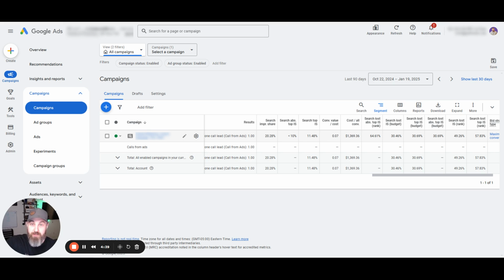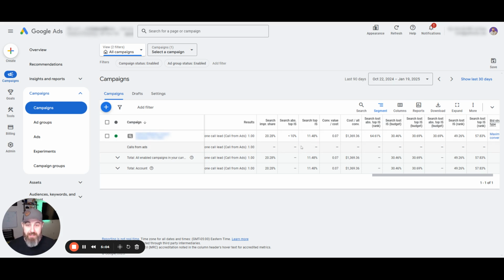But as you want to scale an account, if things are going really well, this is a metric that you want to look at to see how much more market penetration is available, so you can start to scale things. So next we're going to look at all these different search absolute top impression share metrics. That's what the IS stands for, if you're unfamiliar.